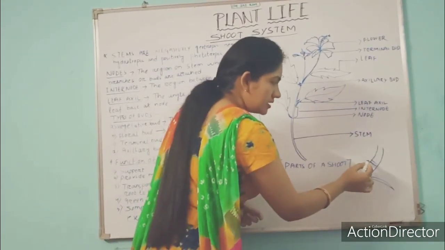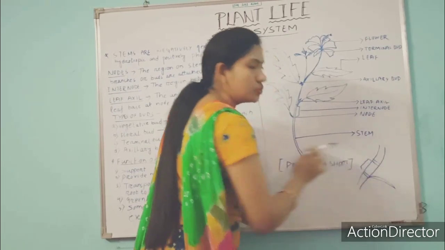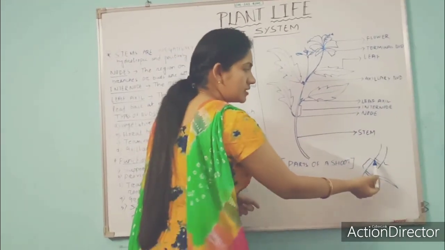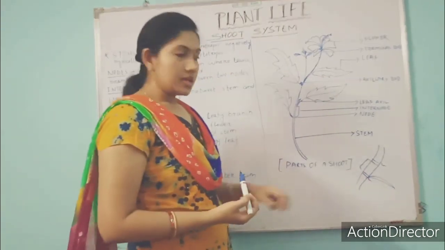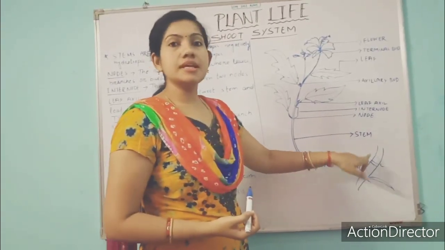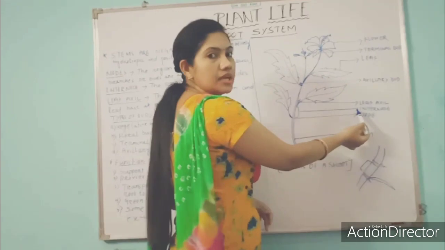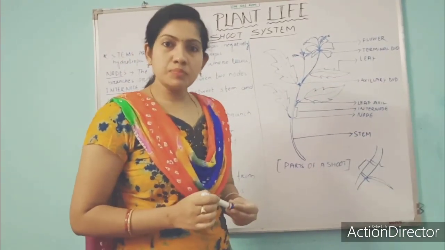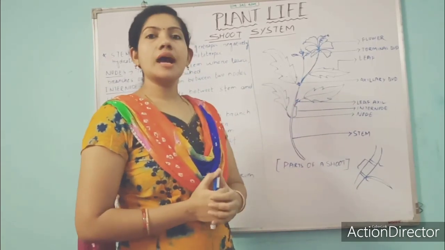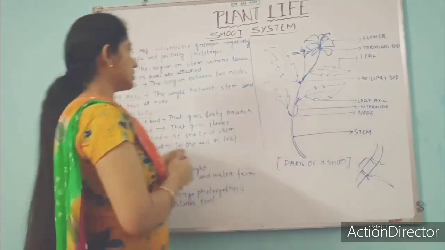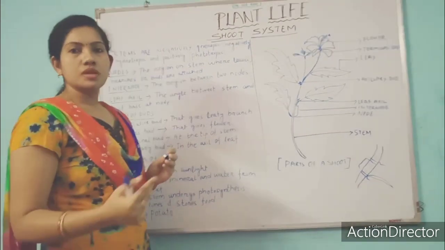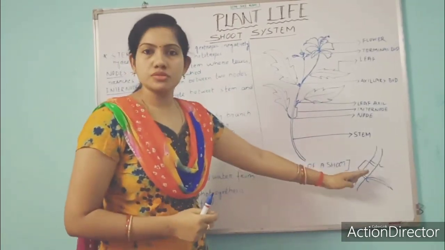Now you can find some gap between two nodes. This is a node and this is a node. You can find there is a space in between the two nodes. This space is known as internodes. Here I have written internodes. The space or the gap between two nodes is called internodes. Here also I have written the definition. The region between two nodes is called internodes.